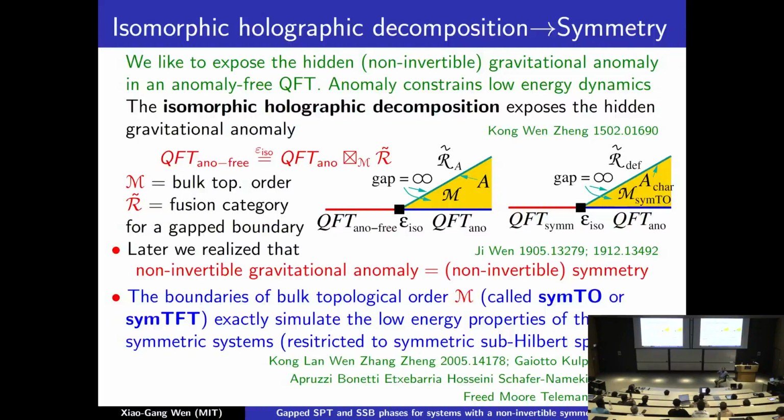So there's a one-to-one correspondence between the boundary of the topological order and the symmetric system, such that the low energy spectrum of a topological order boundary is identical to the low energy spectrum of the symmetric system if you restrict to the symmetric sub-Hilbert space. So the two spectra exactly match. So in that sense, it's some kind of exact simulation. So in this sense, the symmetry is described by topological order.